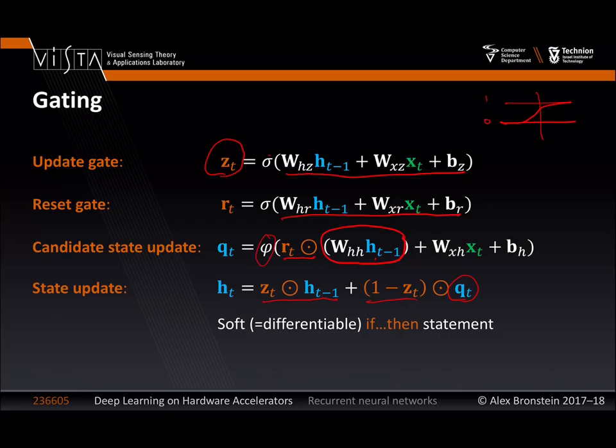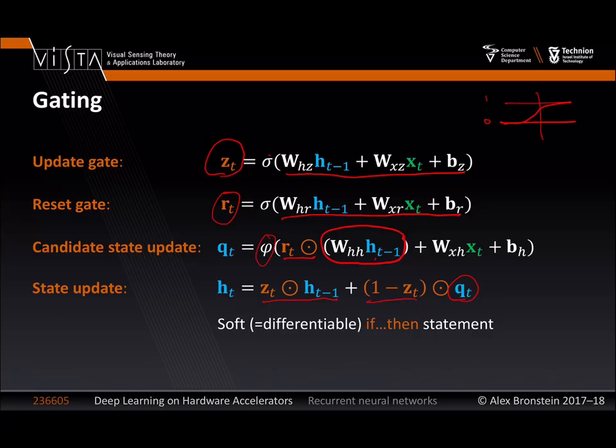Okay, so again, we have two gates. These signals are called gates. We have one gate which is called the reset gate and denoted by R. This one allows us to turn on and off, and by turning on and off, I mean a continuous on and off.